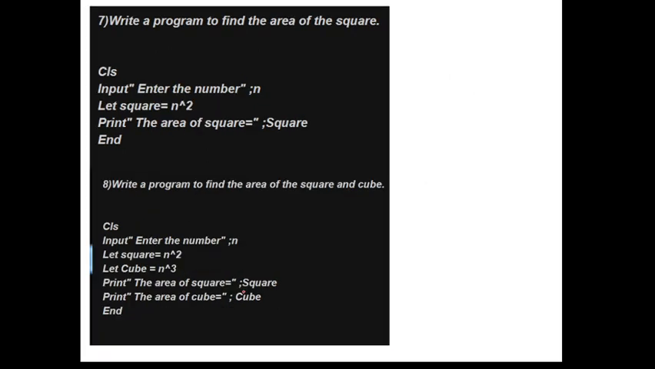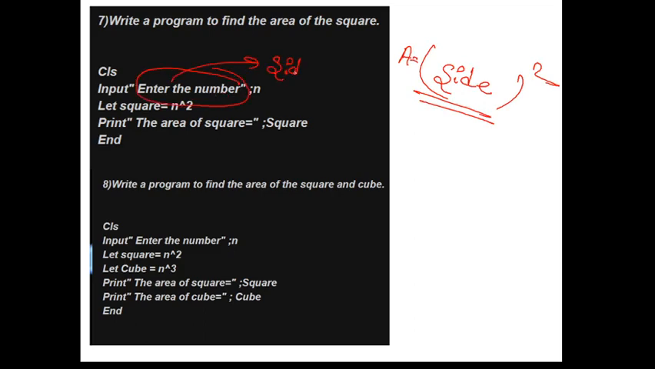Now write a program to find area of a square. So what is the area of a square? Area of a square, if you know, is side square. This is the area of a square. Now see, let enter the number. Here, enter the number means side of the square. Okay. So what is enter the number? It means side of the square.